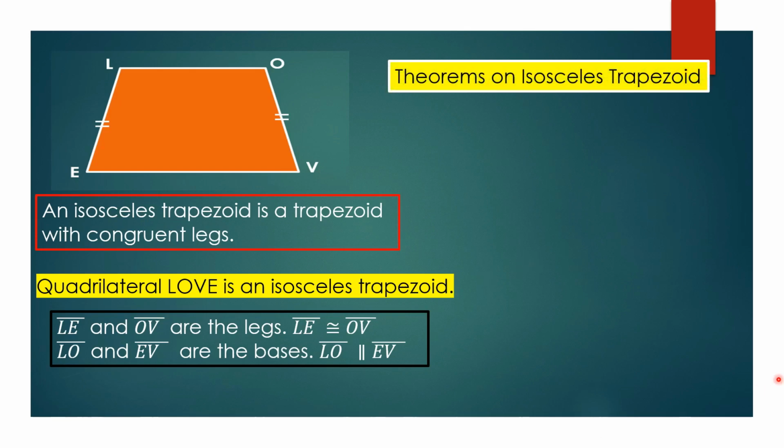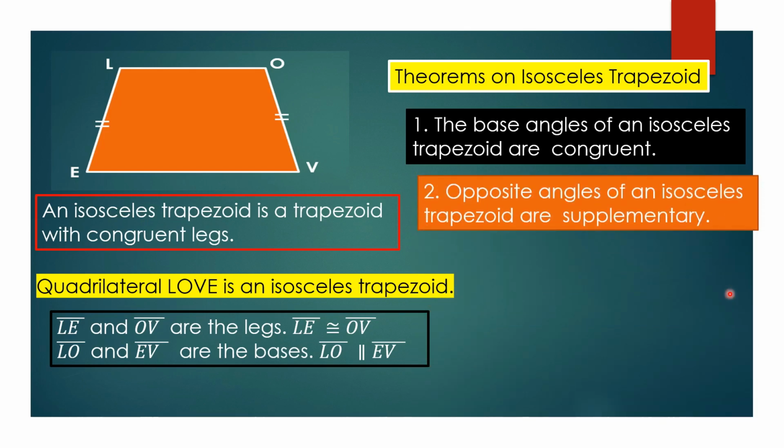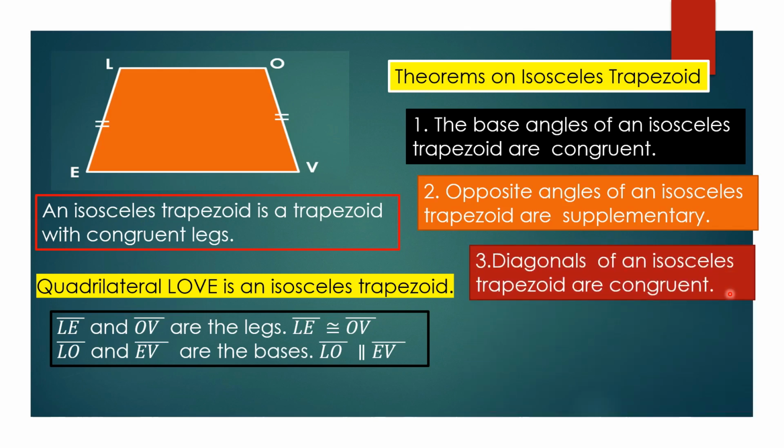Here are the theorems of the isosceles trapezoid. The base angles of an isosceles trapezoid are congruent. Opposite angles of an isosceles trapezoid are supplementary. And diagonals of an isosceles trapezoid are congruent.